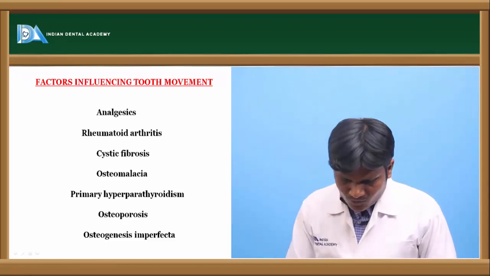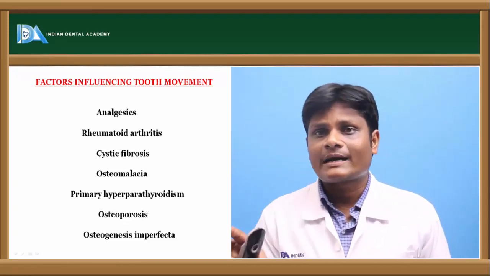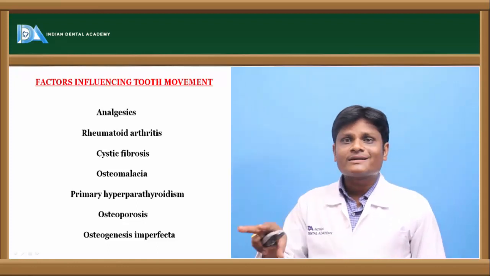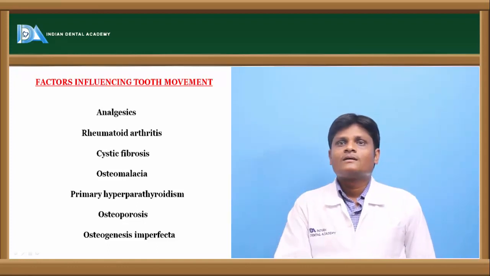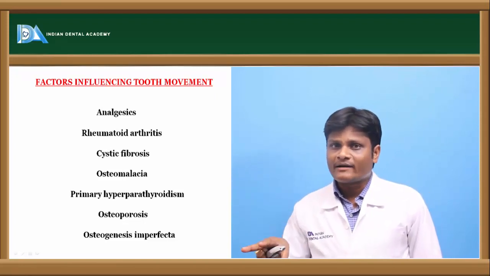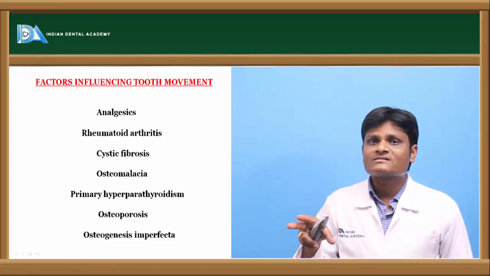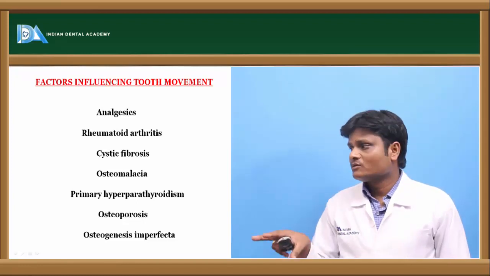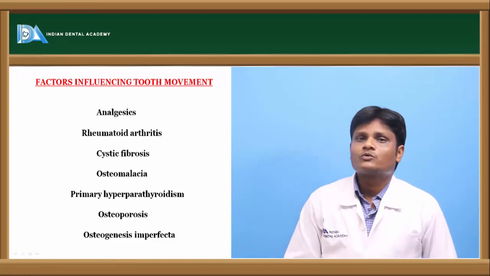In patients with osteoporosis, again we have two different kinds of tooth movement. A patient with osteoporosis might be a treated case or untreated case. Patients treated for osteoporosis using sulfonamides will show more resistance to tooth movement, whereas untreated patients of osteoporosis will lead to increased rate of tooth movement.